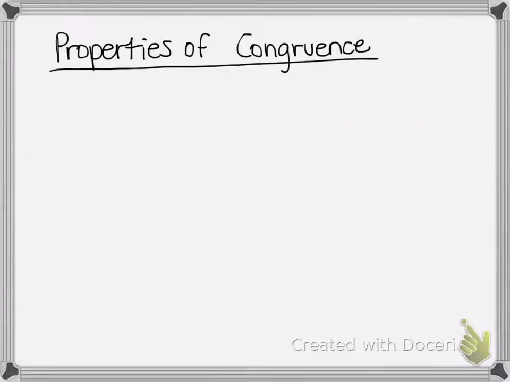And then properties of congruence. Okay, this is pretty much strictly geometry properties. So congruence just means that you have the congruent symbol. So the properties of equality, you had the equal sign. So properties of congruence, you have this congruent symbol right here.